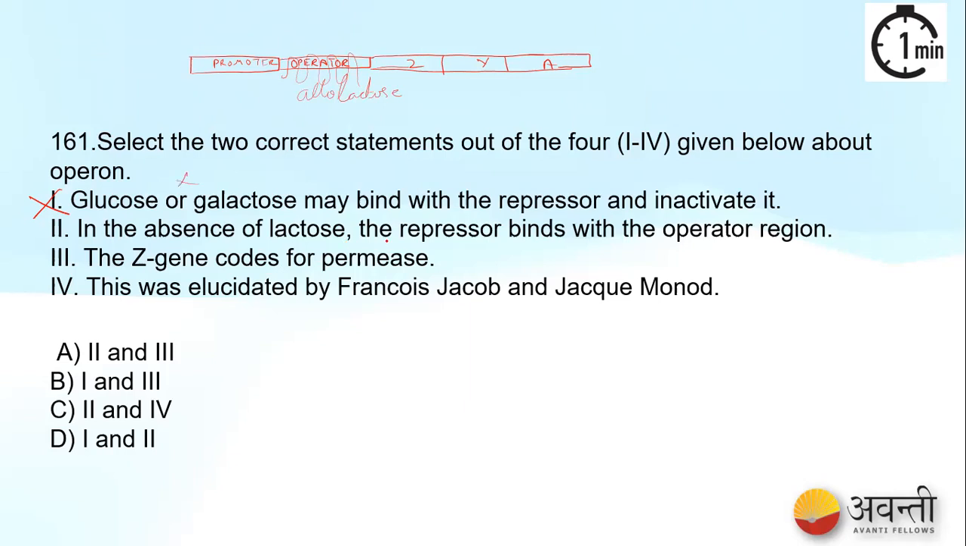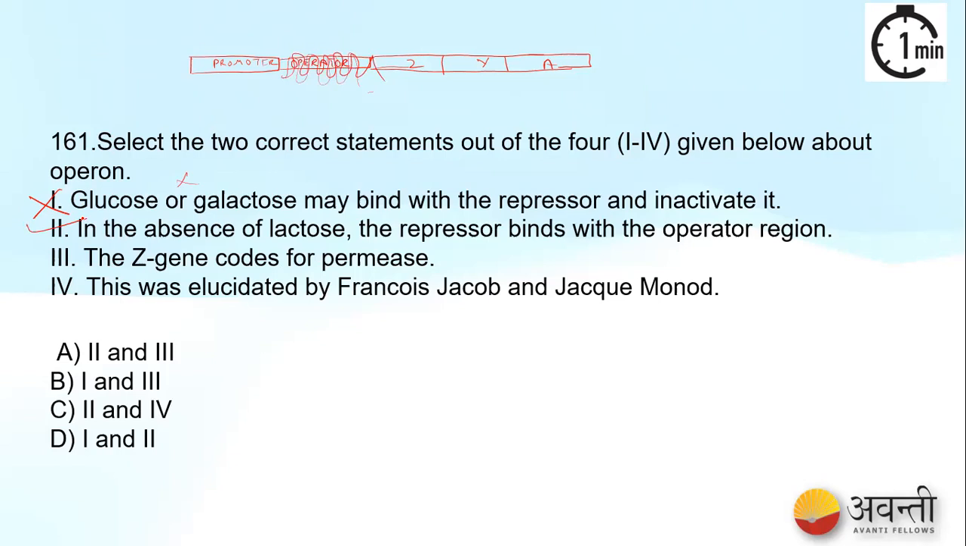In the absence of lactose, the repressor will bind with the operator region. Whenever there is no lactose present in the environment, let's say there is glucose and no lactose, the allolactose will leave the repressor. When it leaves the repressor, the repressor can recognize the operator region again, and it goes and binds the operator region and blocks the transcription. Understood? So this option is correct.